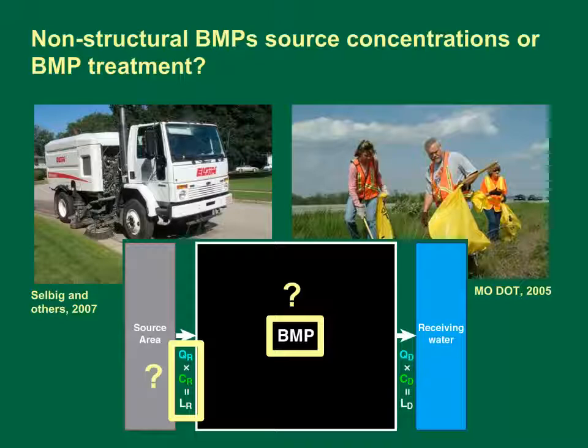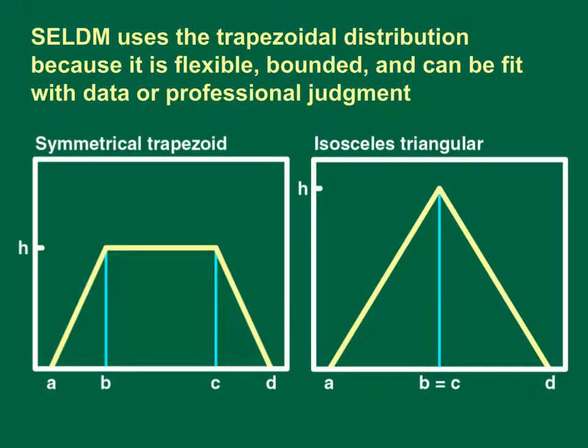In this case, SELDM can be used to test the effect of different assumptions on the number of water quality excursions downstream of the outfall. In SELDM, volume reduction, concentration reduction, and hydrograph extension variables are modeled by using the trapezoidal distribution and the rank correlation with the associated storm runoff variables.